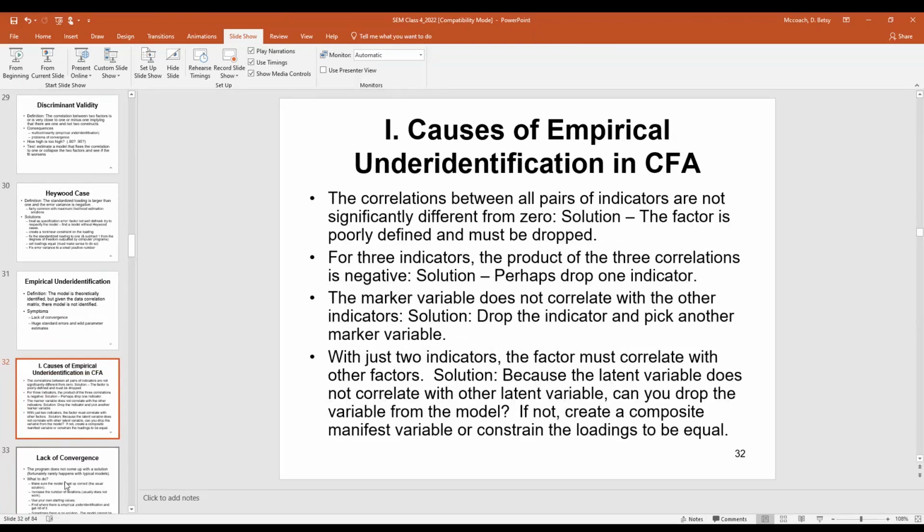Yeah, okay. You'll get empirical under-identification problems if your indicators aren't correlated with each other. I already said this, if the marker variable doesn't correlate with other indicators. I mentioned the 2-indicator situation. And then this is kind of interesting: with 3 indicators, you can end up with empirical under-identification if the product of the 3 correlations is negative. That can actually cause identification issues, which is not maybe obvious at first.